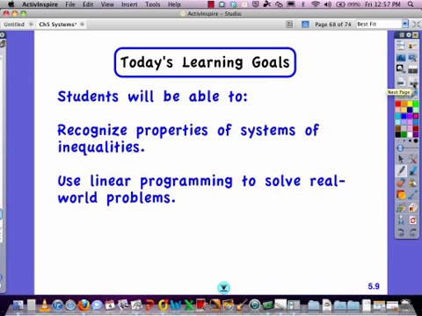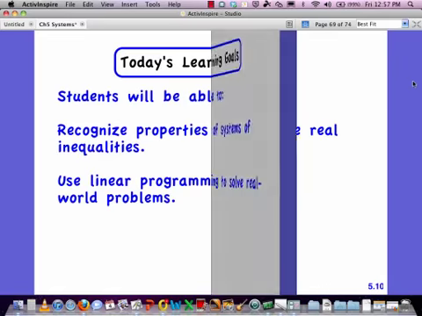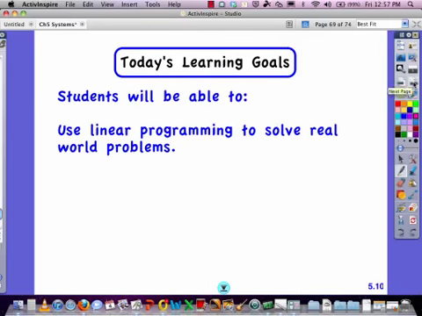So, recognize properties of systems. We've been using those all chapter. They're still going to be huge. You've got to graph inequalities, and from there you're going to pull some things together for a real-world problem. And in 5.10, same thing, more real-world stuff.